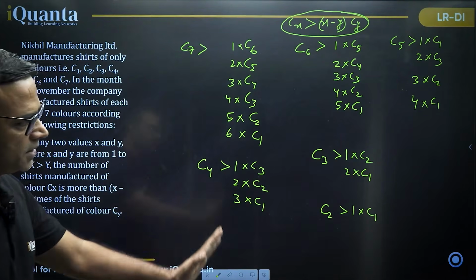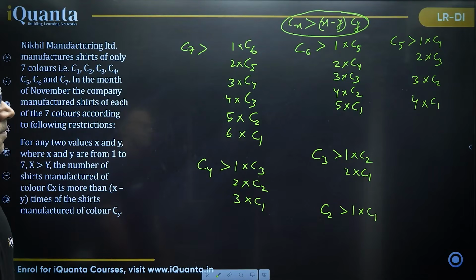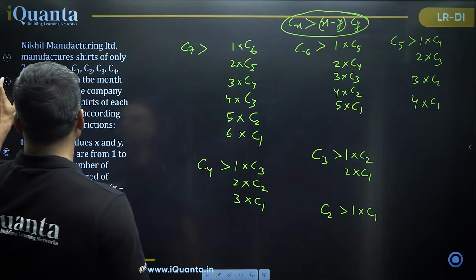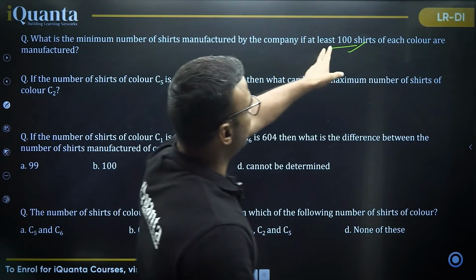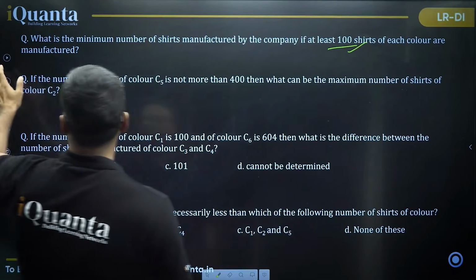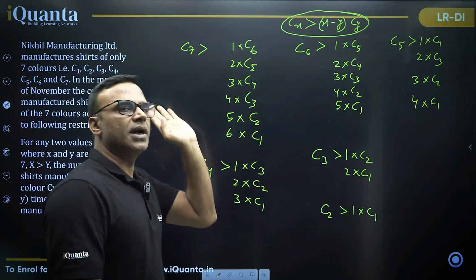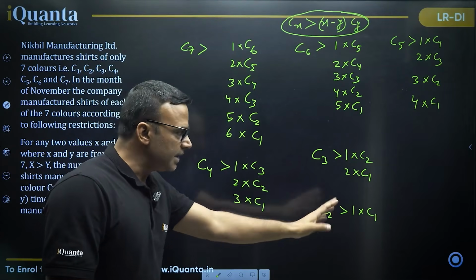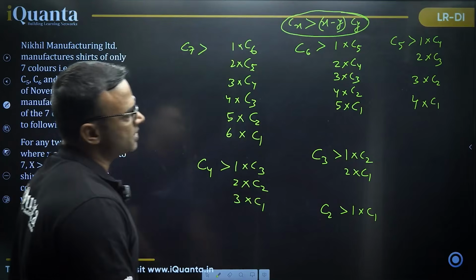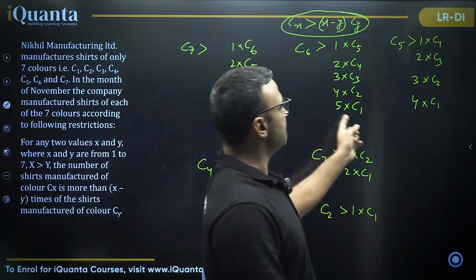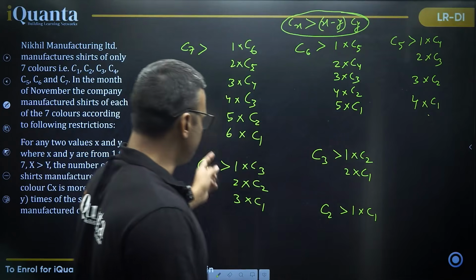Just look at this carefully. The question is, if at least 100 shirts. So looking at this data, that's what I said, this could be inferred. Now, if you could not understand it before, it should be very clear now that C1 may be the lowest, because all the others are very high multiples of C1.